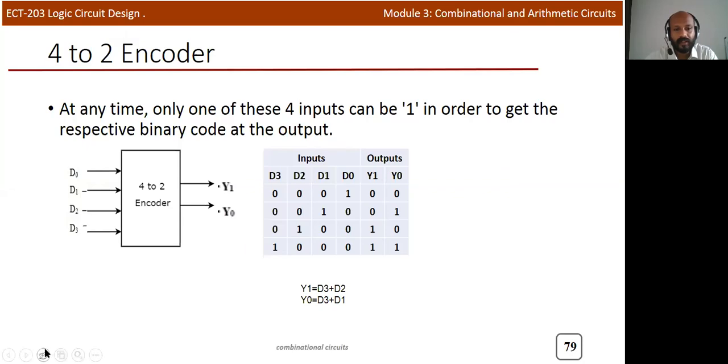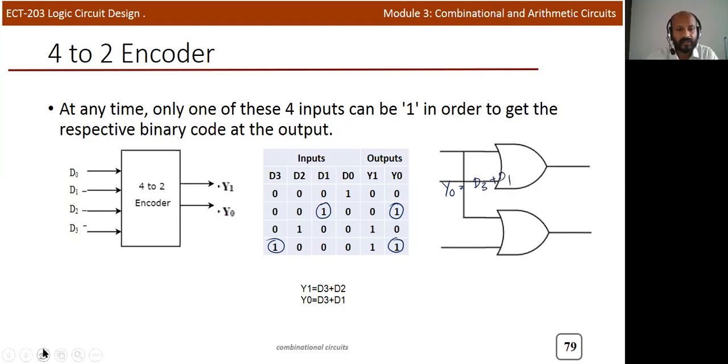We can design y0. In order to design y0, y0 is equal to 1 in 2 cases, when D1 is equal to 1 and D3 is equal to 1. So you can write y0 is equal to D3 plus D1. So another OR function. So the logic circuit will be like this.